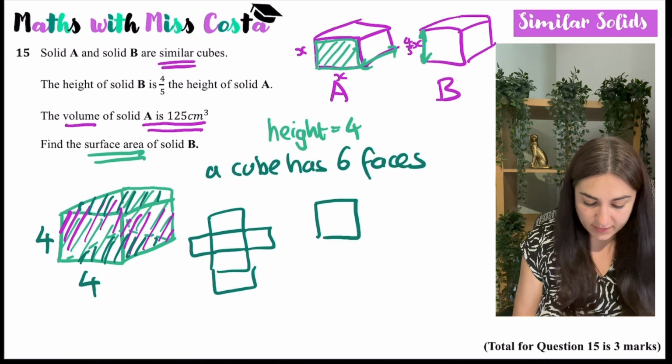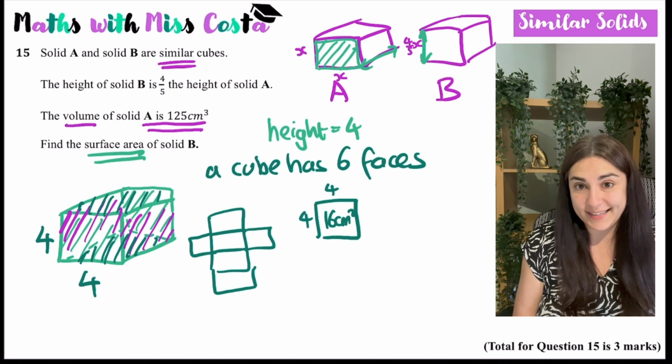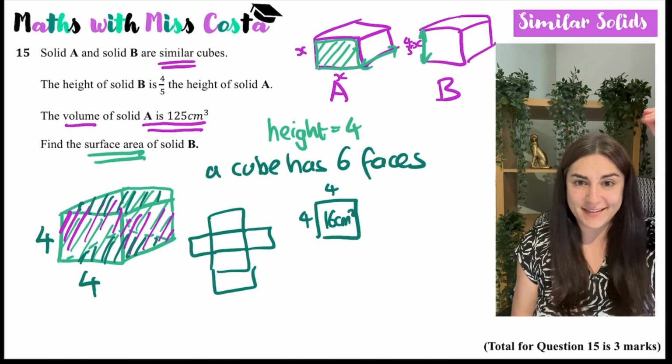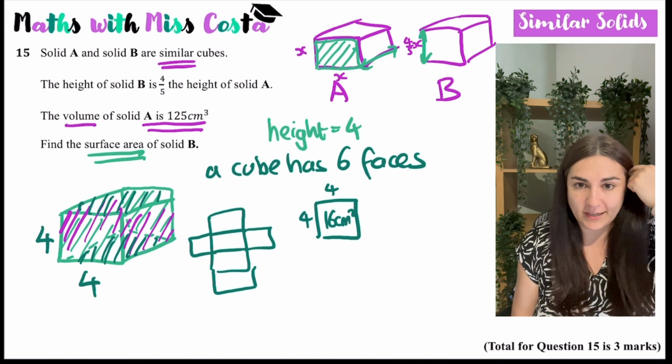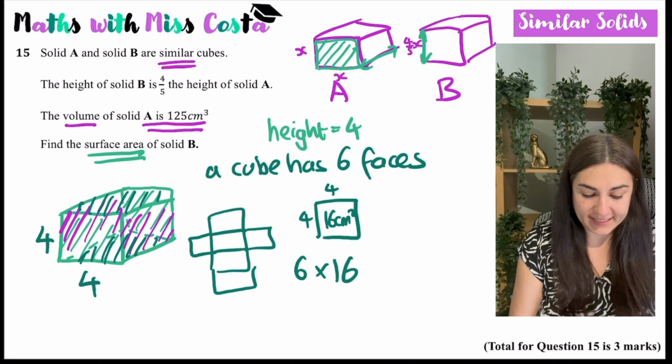Okay, so therefore each individual face has an area of 16 centimeters squared. I know that there are 6 identical faces. Also, the fact that it's a cube tells you that each of the sides are going to be equal. So I know that there are 6 identical faces, so I'm just going to do 6 times 16.